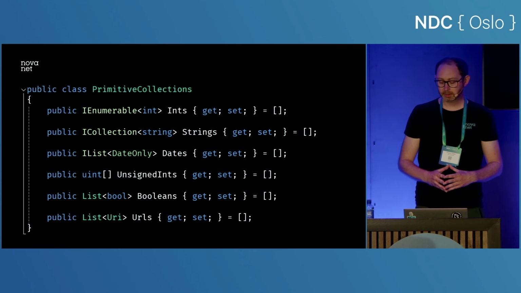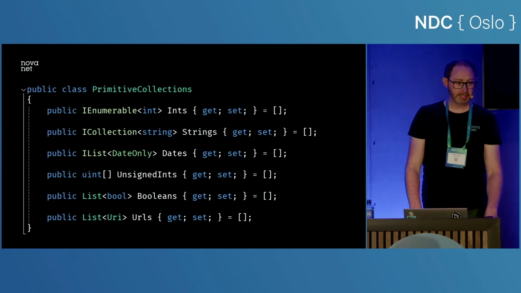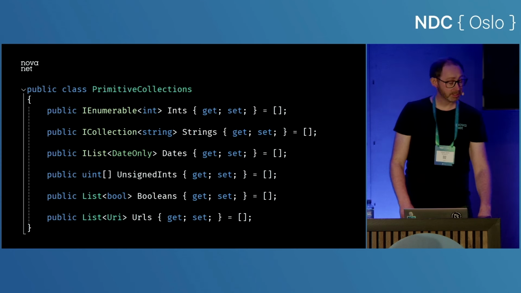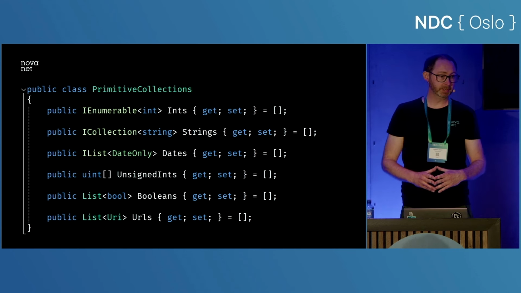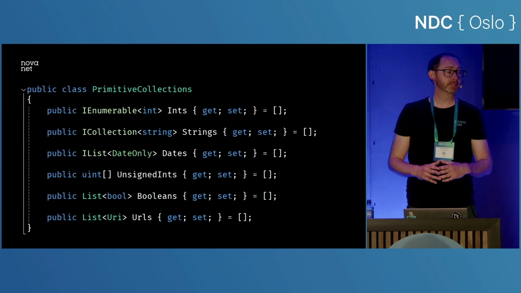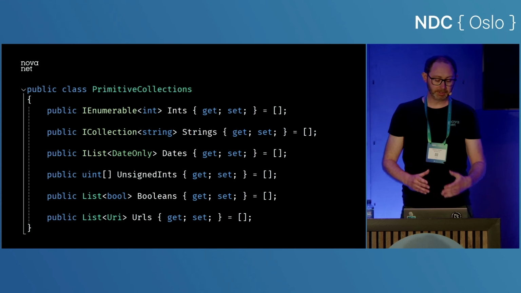EF Core can map any IEnumerable of T property, where T is a primitive type, to a JSON column in the database. And this is done by convention, so the list needs to be public, and it needs a getter and a setter. As you might notice, the URI class is not a primitive type, but EF Core ships with some built-in converters, so it can be treated as a primitive type.